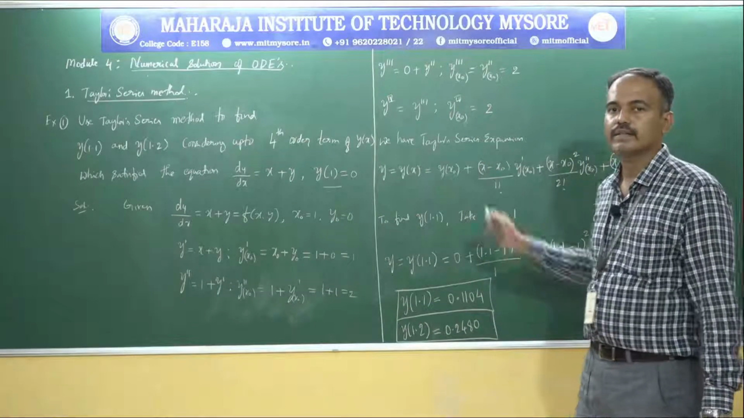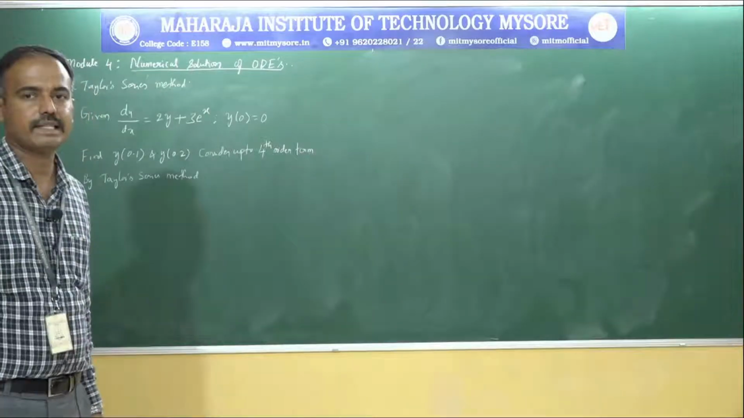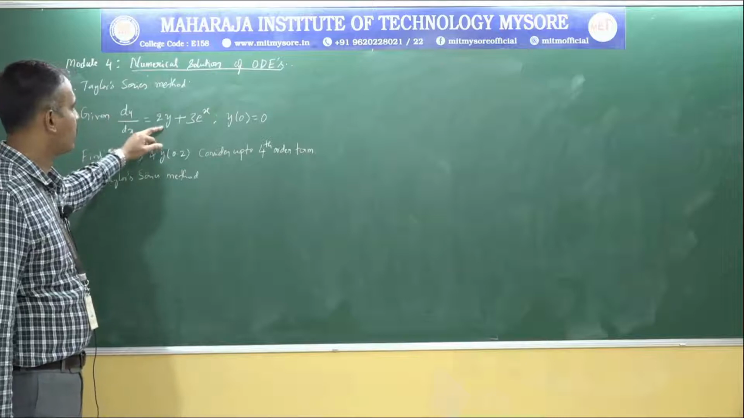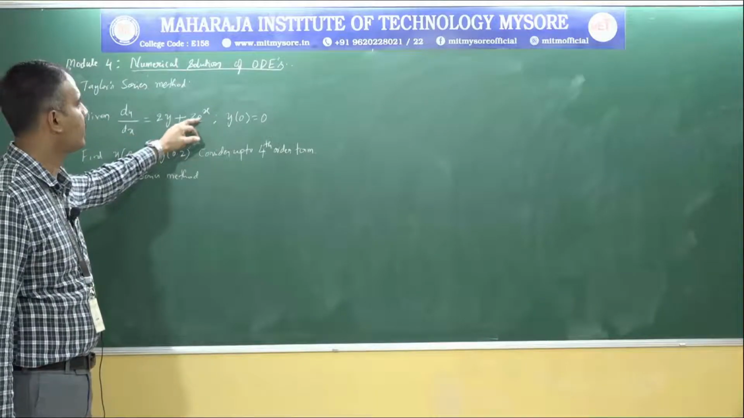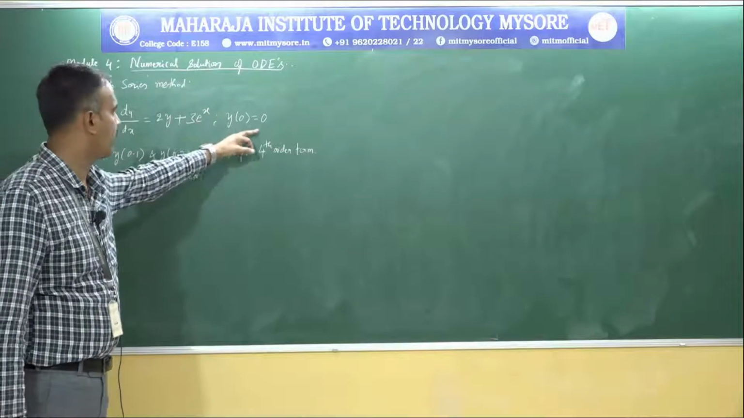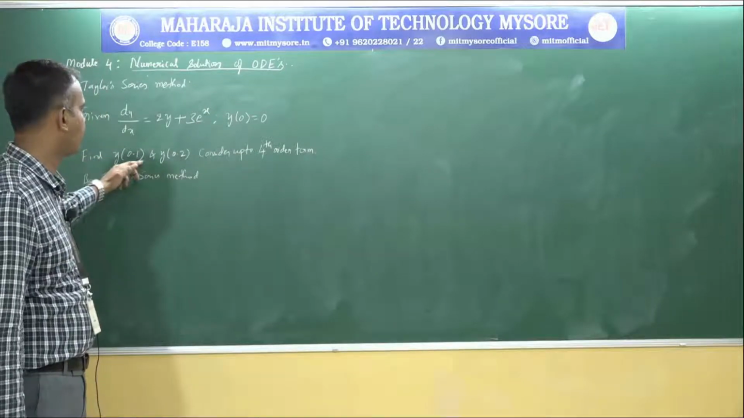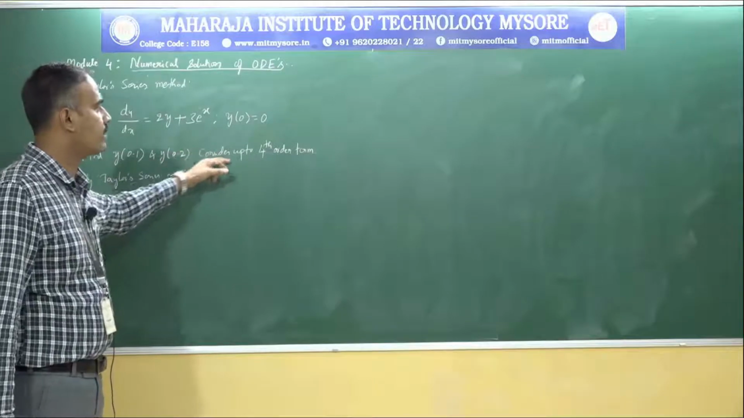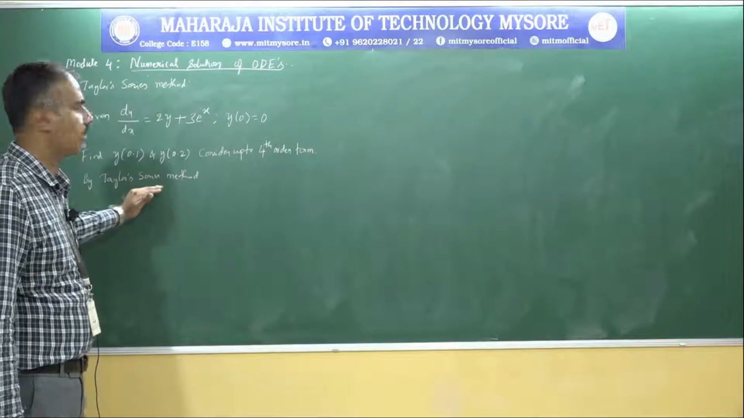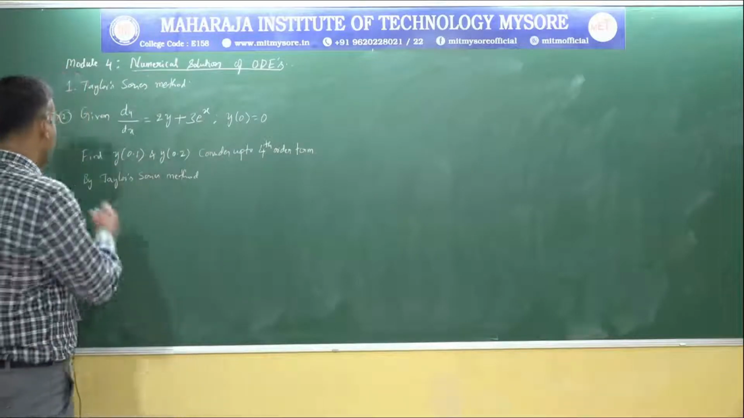Now the next example, the second example: given dy by dx is equal to 2y plus 3 into e power x, along with the initial condition y of 0 is equal to 0. Find y of 0.1 and y of 0.2. Consider up to the 4th order term by the Taylor series method. Now, the answer.